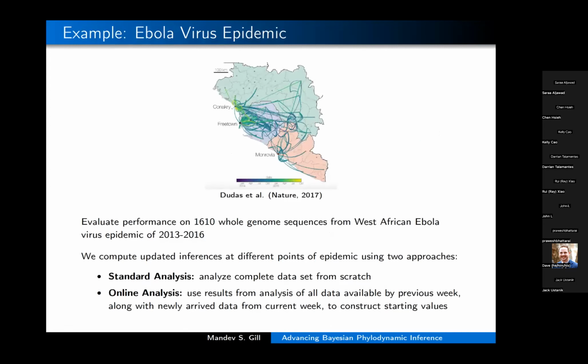And to see how much of a difference this can make, we consider a data set of 1,610 whole genome sequences from the West African Ebola virus epidemic of 2013 to 2016. And we compute updated inferences at different time points of the epidemic using two different approaches. First, a standard approach where we just analyze the complete data set from scratch at each time point. Second, an online inference approach where we use the results from the analysis of all of the data that were available by the previous week, along with newly arrived data from the current week to construct starting values.